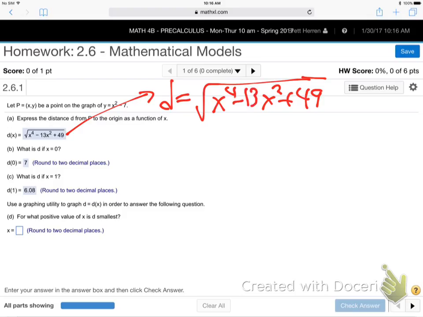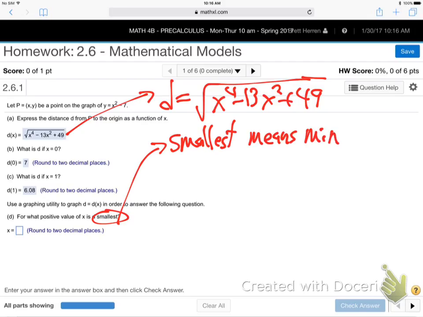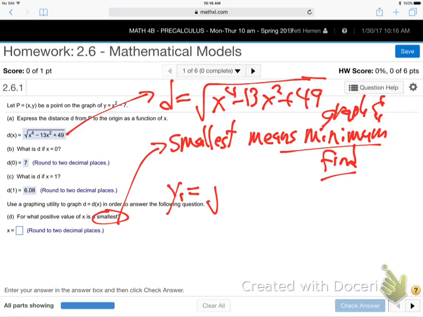Okay, so now what they want us to do is they want the smallest. Smallest means minimum, doesn't it? So you want to graph and find the minimum. Basically you want to graph that function, put it into y1, so y1 equals the square root of x to the fourth minus 13x squared plus 49. Graph the thing and find the minimum value. That's what they want. Round your answer to 2 places.